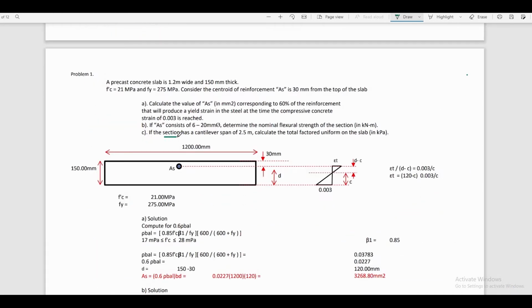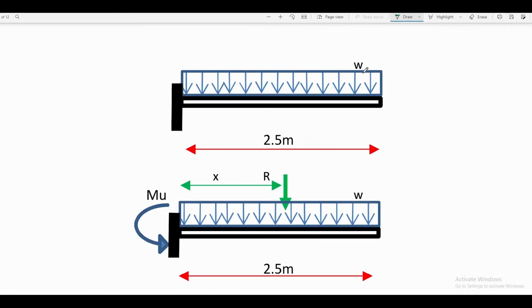In the third condition, if the section has a cantilever span of 2.5 meters, calculate the total factored uniform load on the slab in kilopascal. Here is now our beam. It has a load of intensity W in kilonewton per meter and the length is 2.5 meters. It is supported by a fixed support at the left part of the beam.